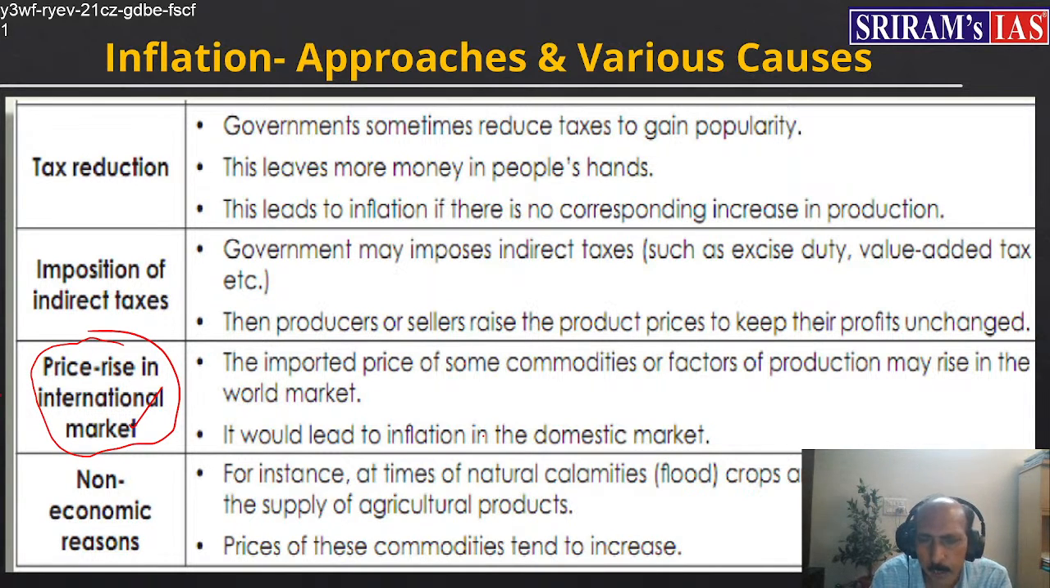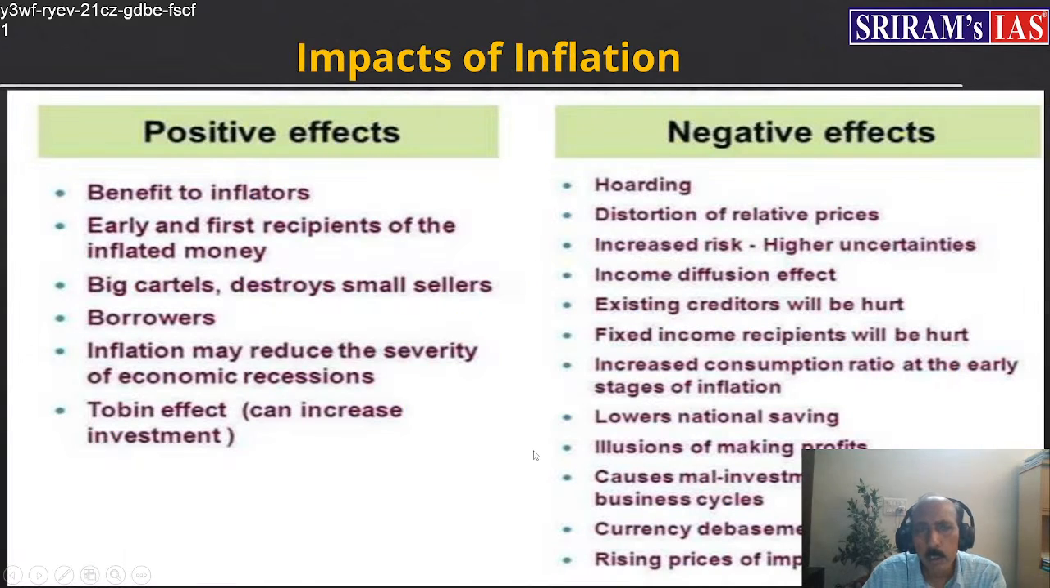Then you have to identify which factor is more important in the present situation, and you see in which alternative that factor is there. That is the correct answer. Therefore, we are giving you the information about the change in prices. If you look at the impact of inflation, maybe initially it is beneficial for the producers or entrepreneurs, but if it persistently rises, then it adversely impacts even the producers.